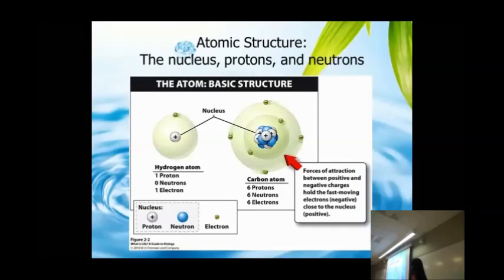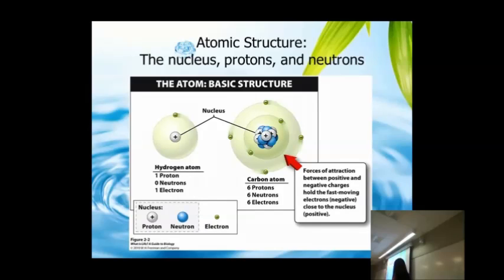When we see atomic structure, thinking about how those atoms are put together, we have the nucleus, where we have the protons and the neutrons. The nucleus is in the center of the atom. In this case, we have a hydrogen atom. It's made up of one proton, which is designated by the plus, zero neutrons, and one electron, designated as a minus. Neutrons are neutral, they have no charge, electrons are the negative, and protons are the positive.